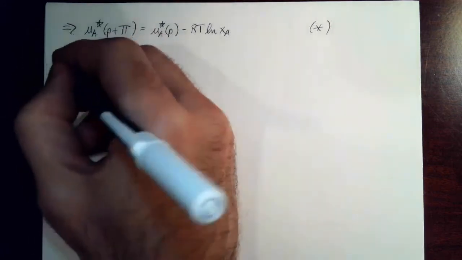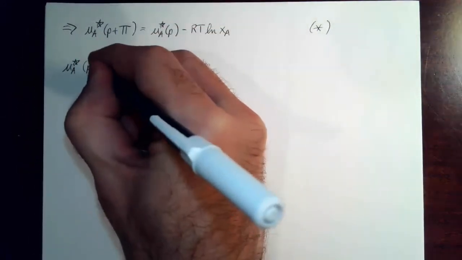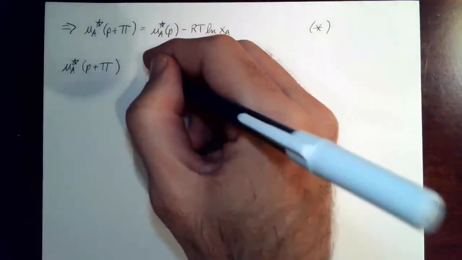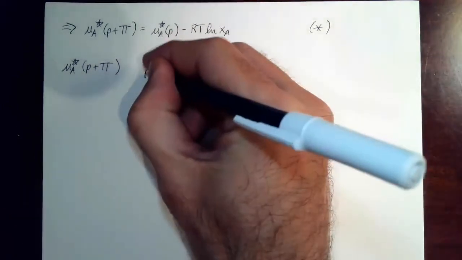So I want to make an observation about μA star. This is the chemical potential of a pure substance. And remember, when we first saw chemical potential, it was for only pure substances.